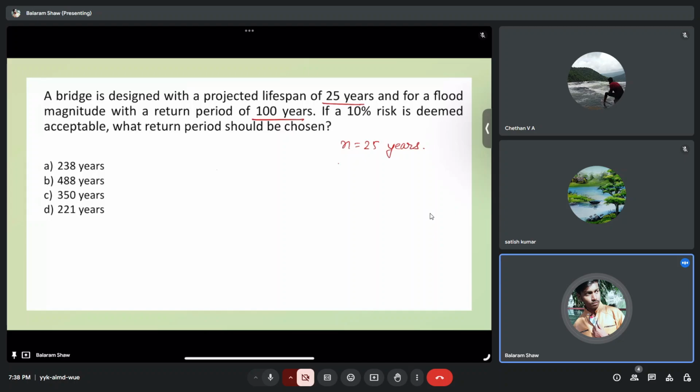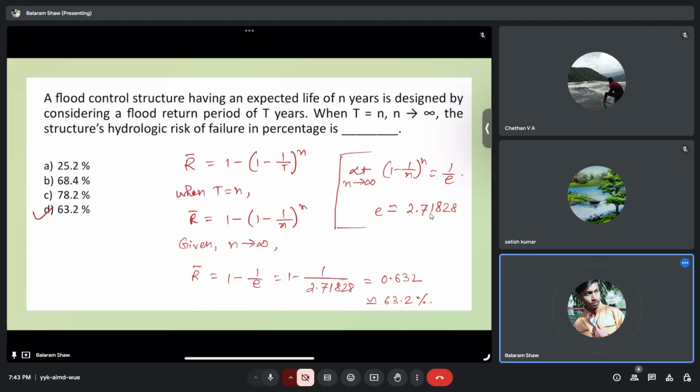And e we know is somewhere near 2.71828. So you can write this as 1 minus 1 by e, that is 1 minus 1 by 2.71828. This will come near 0.632, that is 63.2%. Any questions here? So the correct answer will be D, that is 63.2. Okay, no questions? I'll move to the next question then.